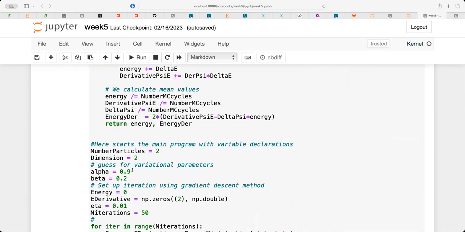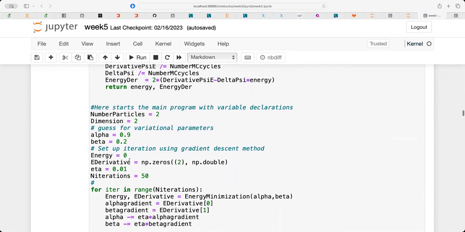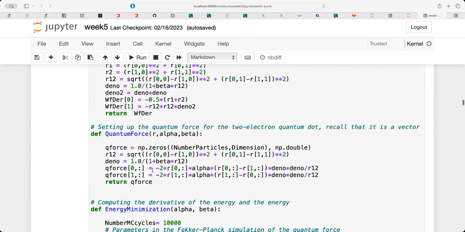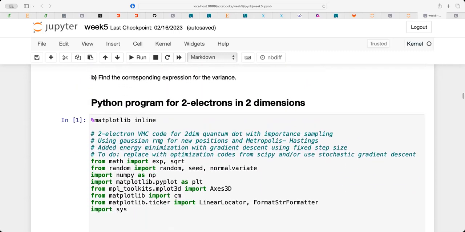Then I'm setting up the number of particles. I have a guess for the initial parameters. I calculate the derivatives. I have two parameters. And then I perform a brute force number of iterations here. So I set up the alpha gradient and the beta gradient. These are the two derivatives. And then I simply perform a gradient descent, where I now have a learning rate, this parameter, which is now put to 10 to the minus 2. And this is my simple brute force gradient descent, where I have hard-coded explicitly the expressions.